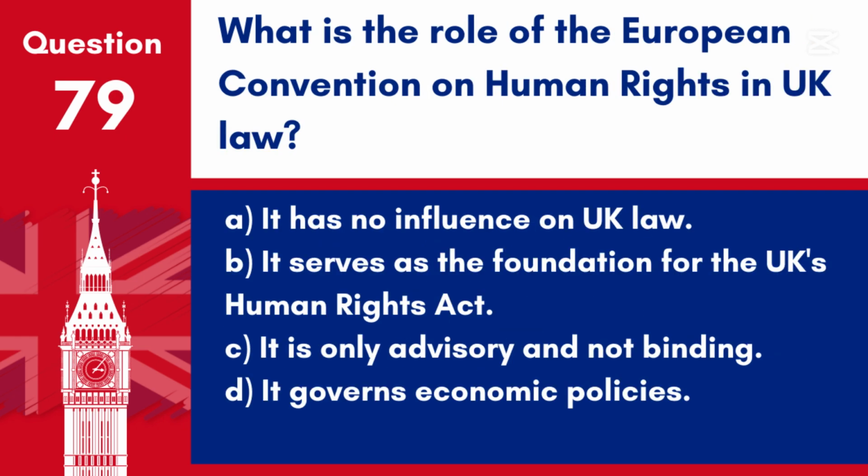Question 79. What is the role of the European Convention on Human Rights in UK law? A. It has no influence on UK law. B. It serves as the foundation for the UK's Human Rights Act. C. It is only advisory and not binding. D. It governs economic policies.